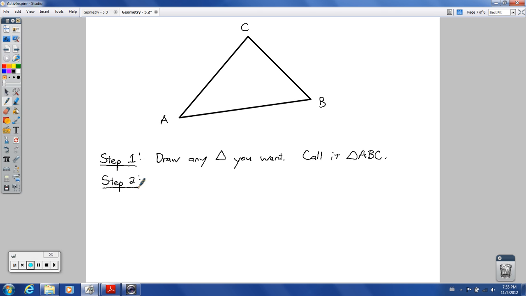So step two. Same sort of thing as before, but instead of lightly drawing the perpendicular bisectors, we're going to lightly draw angle bisectors. And let's see what happens when we do that.